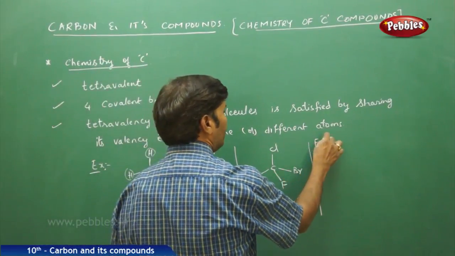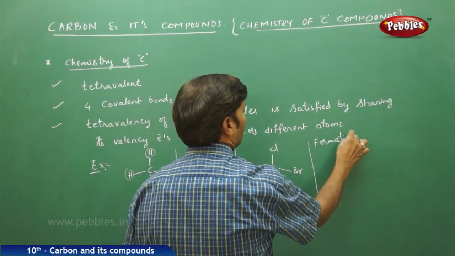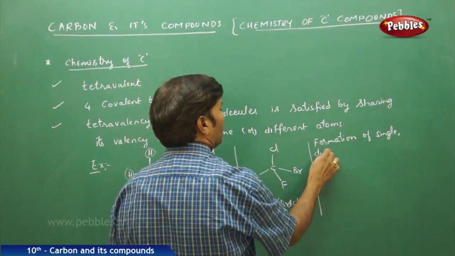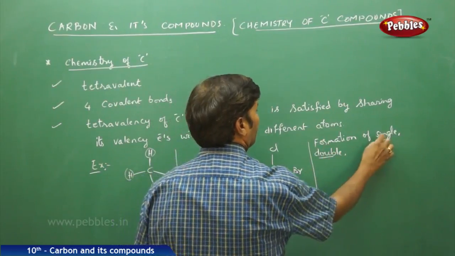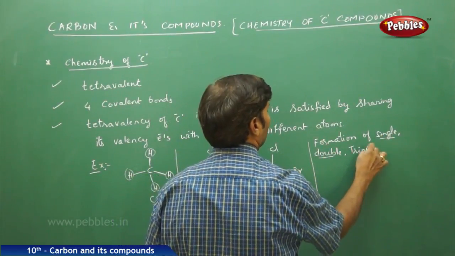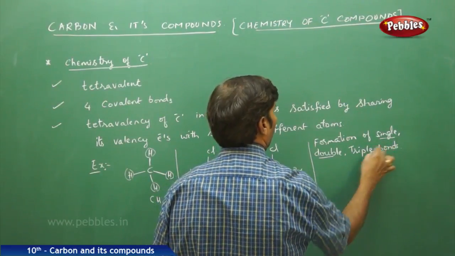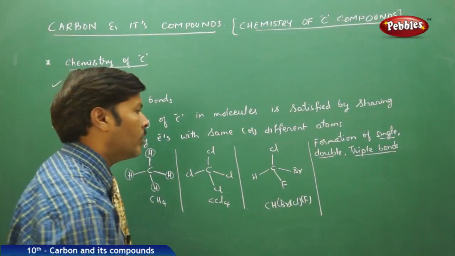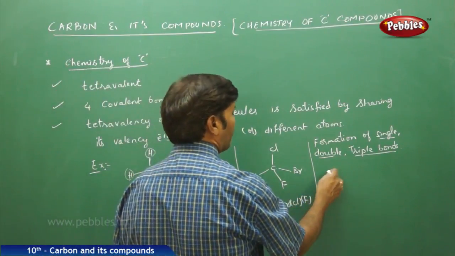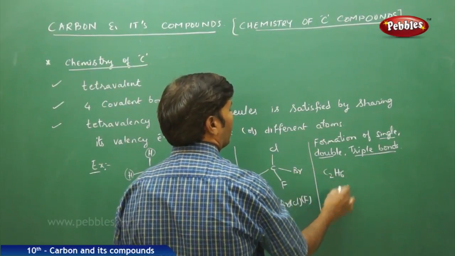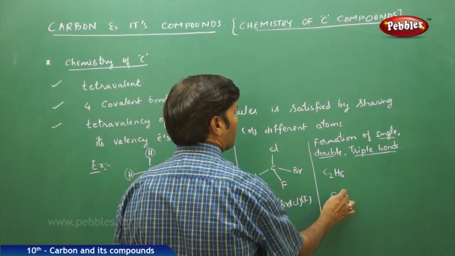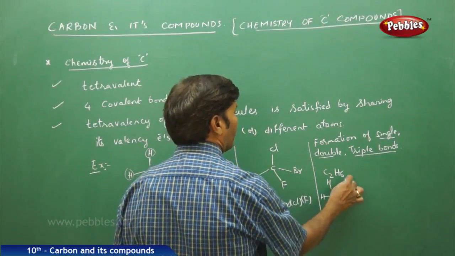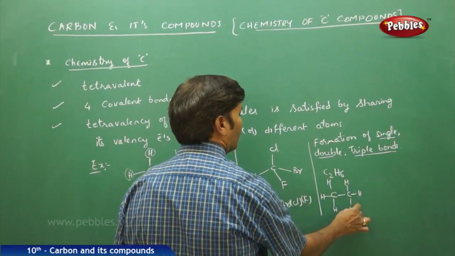Formation of single, double and triple bonds. If you take a single bond, carbon can form a single bond between the 2 carbon atoms. Suppose I take C2H6, the ethane molecule, it can form a single bond between the 2 carbons.